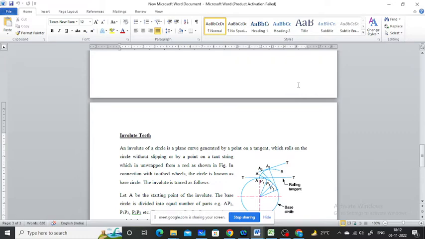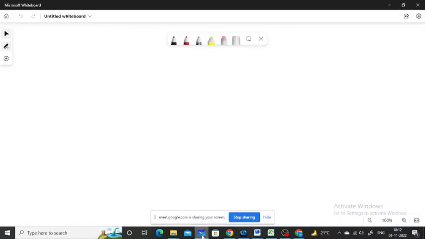ठीक है. In connection with the tooth, the circle on which the involute is built is known as the base circle. The involute is traced as follows. इसका हम डिस्कशन करते हैं कैसे इन्वॉल्यूट टीथ की प्रोफाइल बनती है. Okay, it is generated on the base circle. Firstly, we draw the base circle.